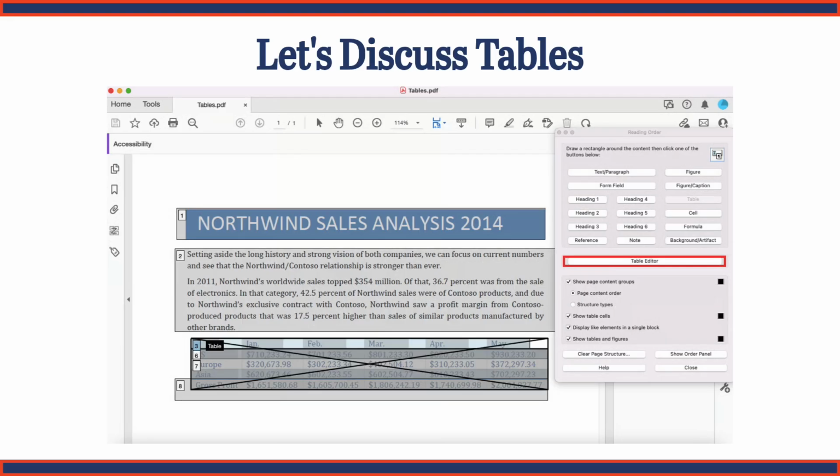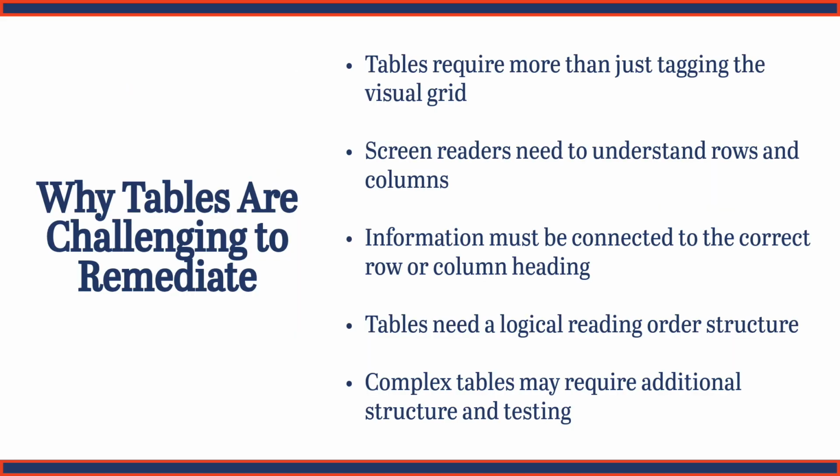Let's now discuss tables. Tables are one of the most challenging elements to remediate because they require more than just tagging the visual grid. A properly accessible table needs structure that allows a screen reader to understand the relationship between rows, columns, and headers.